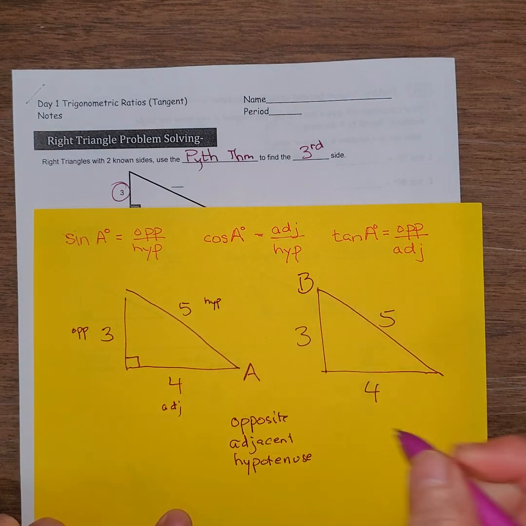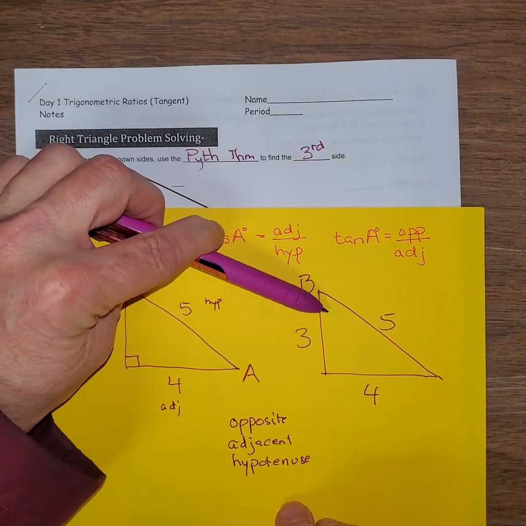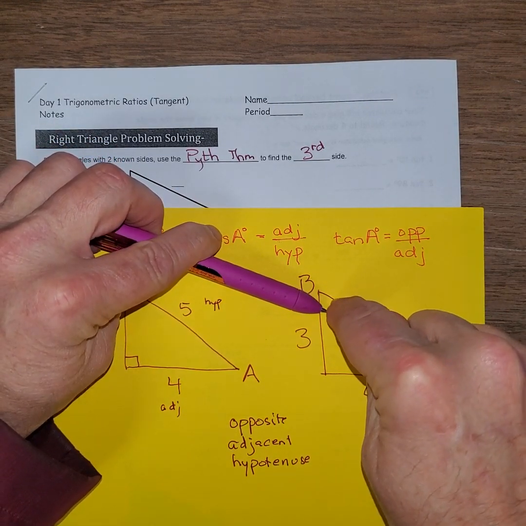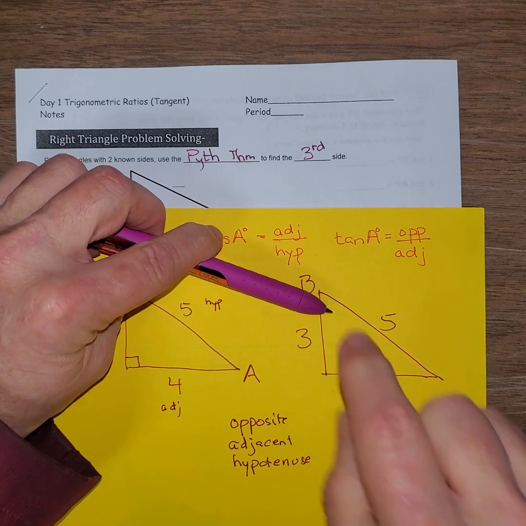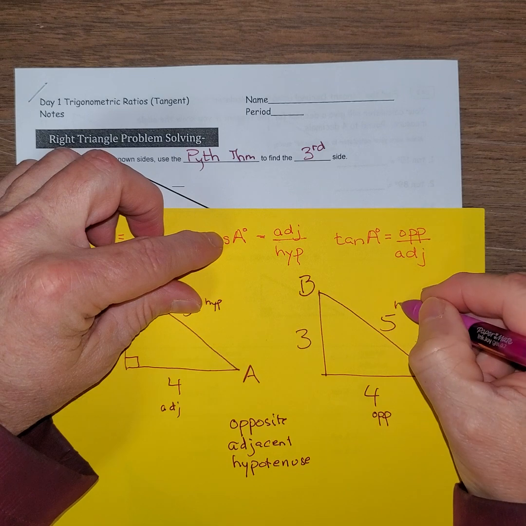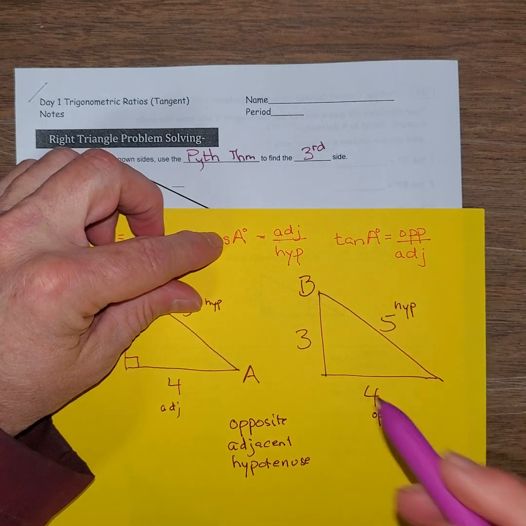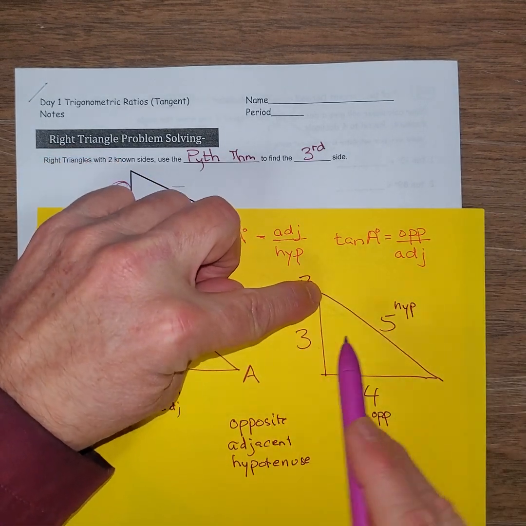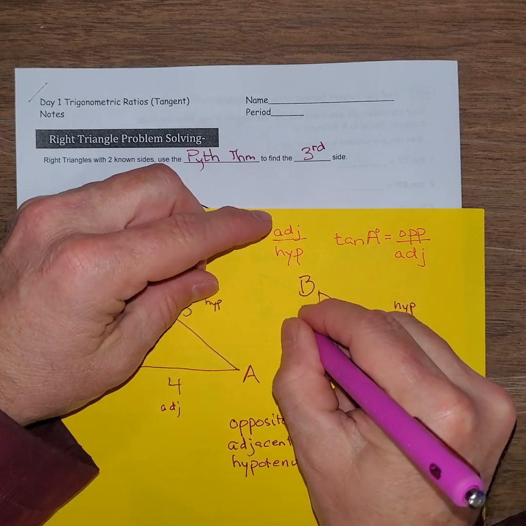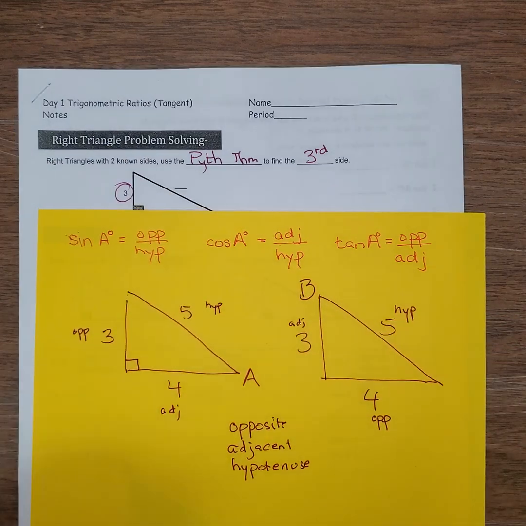Now what if you're talking about from this perspective? If you're talking about angle B, then opposite would be way over here on the other side. This would be opposite for angle B, and this is the hypotenuse. And then here, for this angle, that's the adjacent one. It's next to it, but it's not the hypotenuse. So it's adjacent.